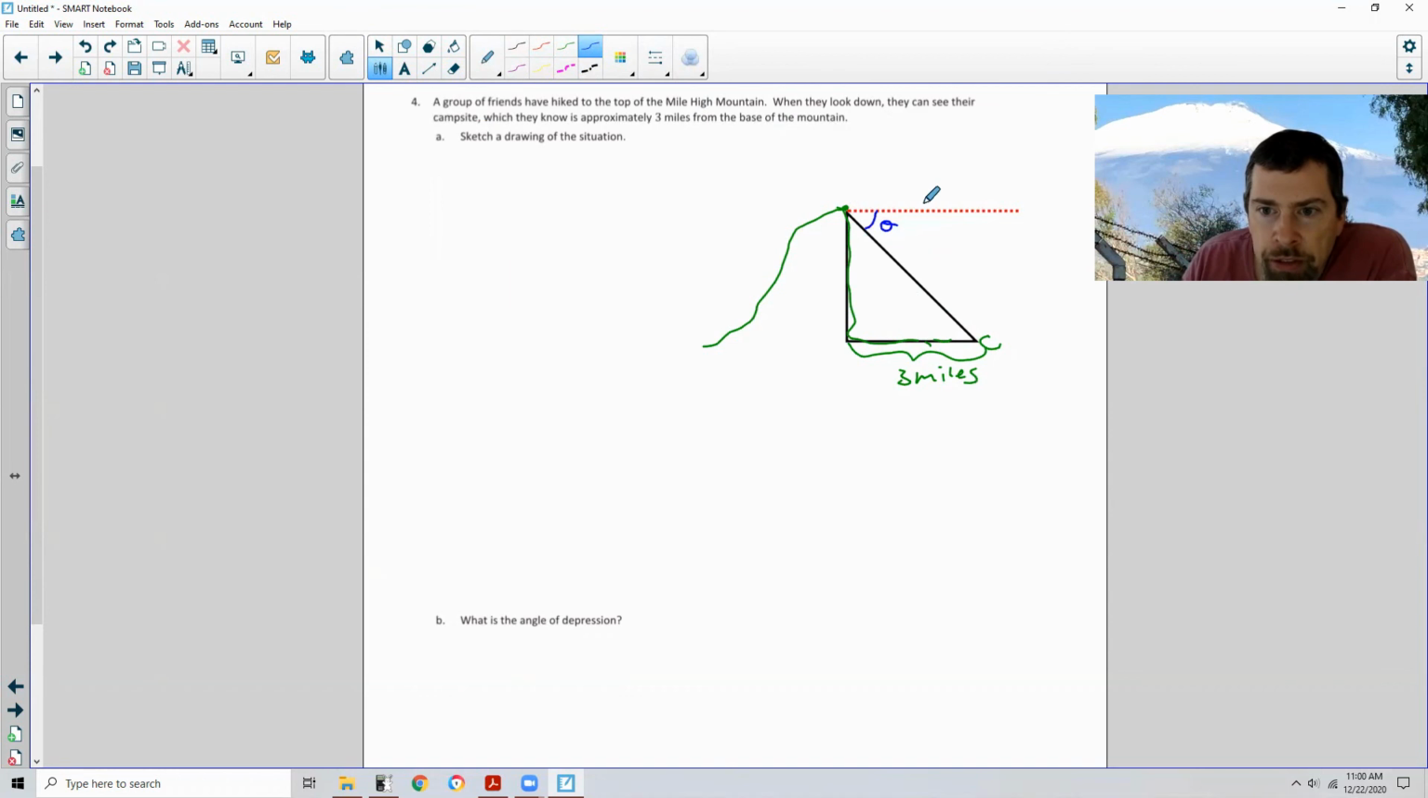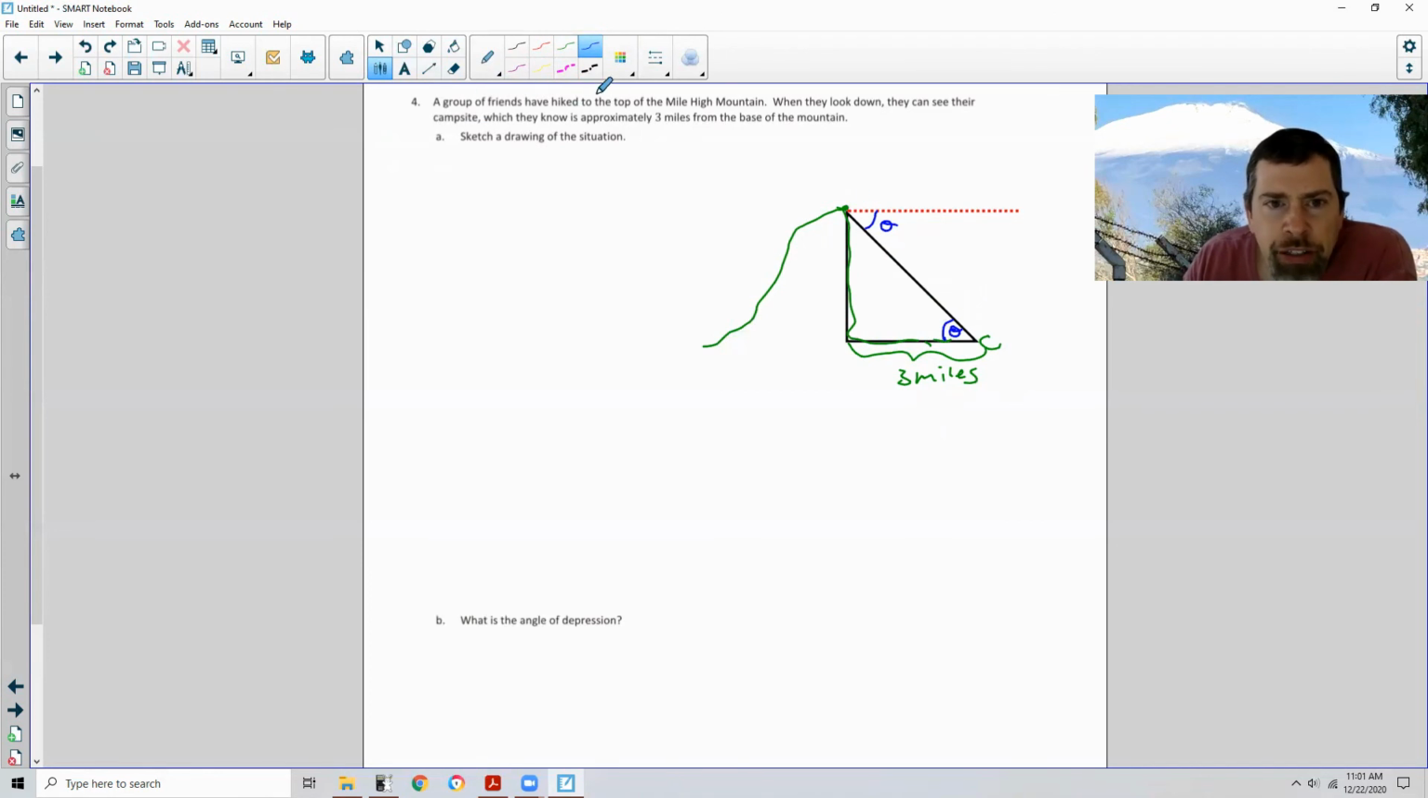So if this line of sight here is parallel to the ground, then we have a transversal here, and therefore this angle inside the triangle is also equal to theta. They're congruent because they're alternate interior angles. So I know that this is 3 miles, and I know that this is my angle of elevation or angle of depression. So therefore it's equal to the angle of elevation if you were at the campsite looking up at them. Let me read this again.